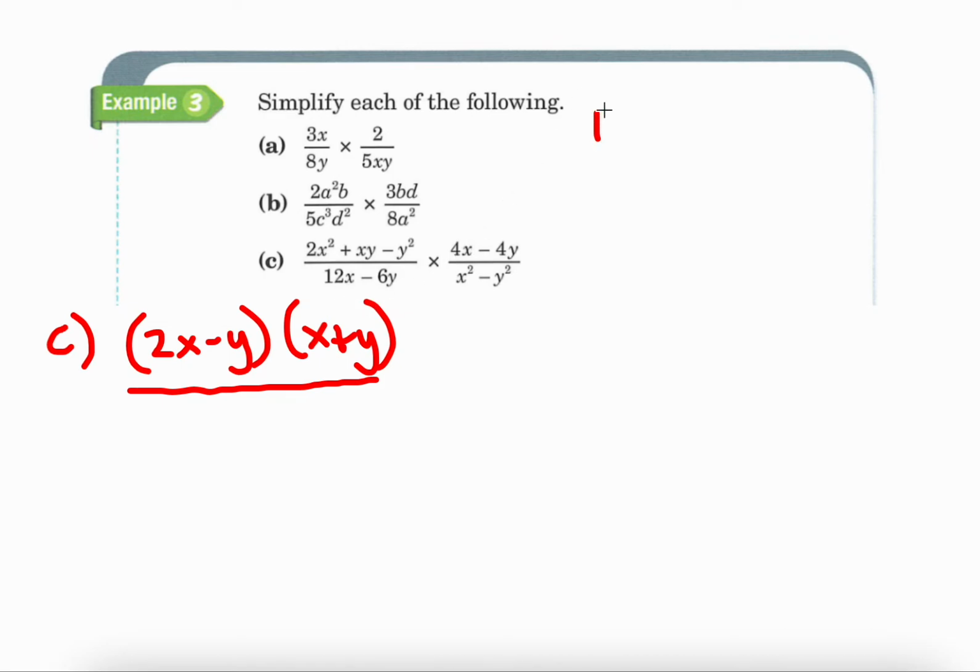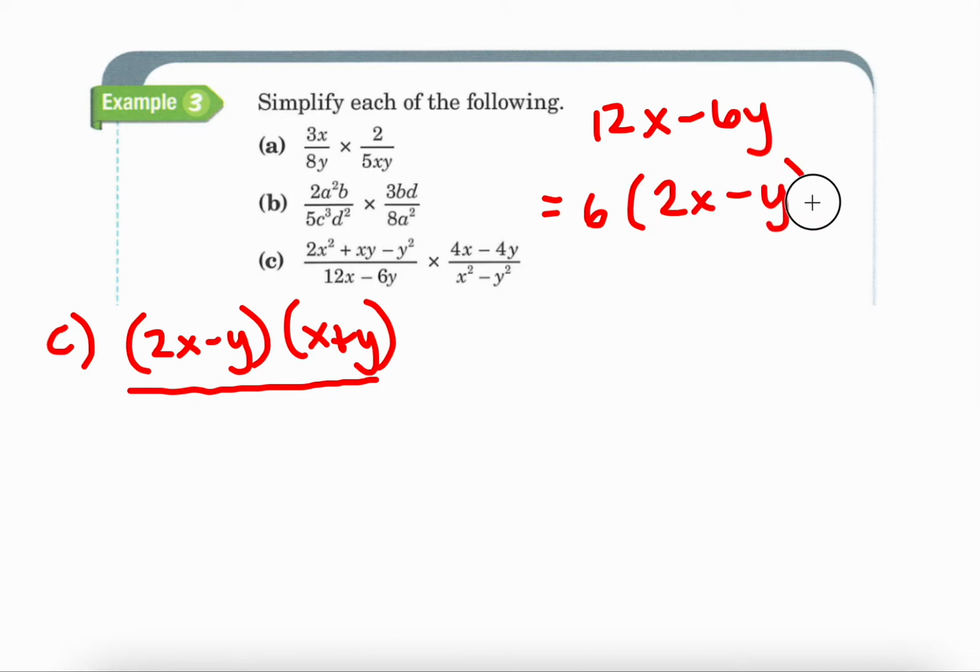So I have 12x minus 6y. I can't do much other than taking out what they have in common, right? It's not in quadratic form, so it's not like I can factor it. X and y don't have anything in common. 12 and 6 have 6 in common, so I can take that out. So it becomes 6 times 2x minus y. And yeah, I can rewrite that here. Okay, multiplication means that it's just going to be multiply across. So at the end, I'm just going to add it onto the top here.